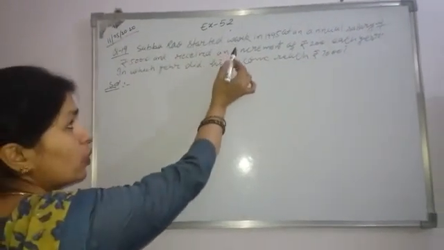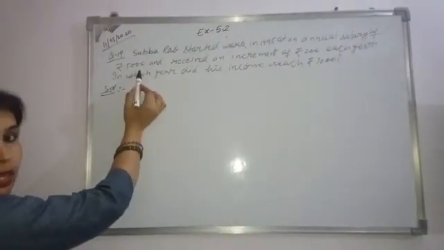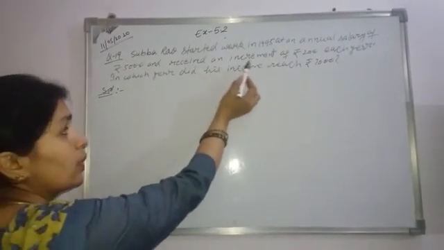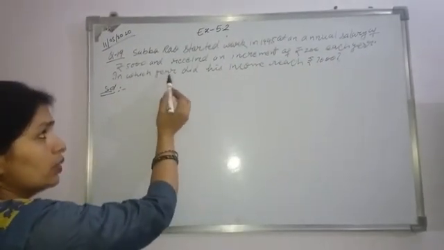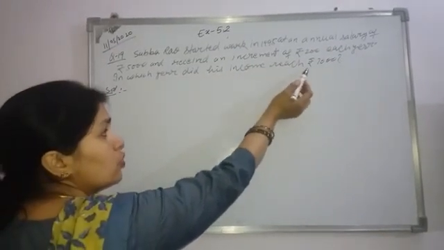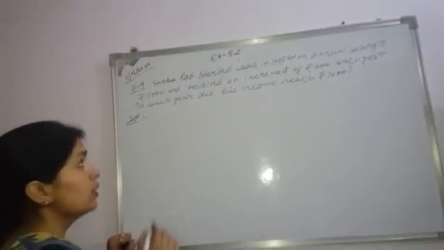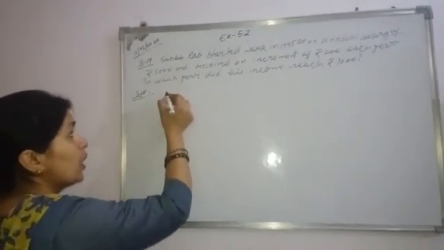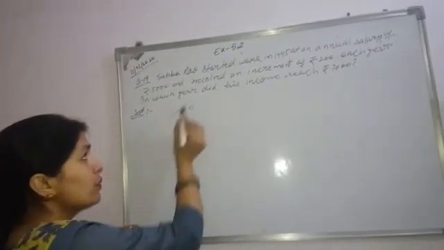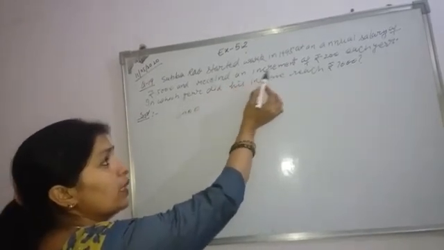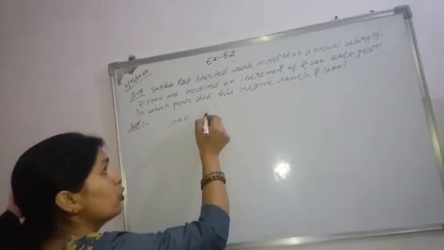Next, question 19. Subba Rao started work in 1995 at an annual salary of rupees 5,000 and received an increment of rupees 200 each year. In which year did his income reach rupees 7,000? In this question, Subba Rao is the person and he started his job at an annual salary of rupees 5,000. It means the first value is rupees 5,000, and next he received an increment of rupees 200 each year.